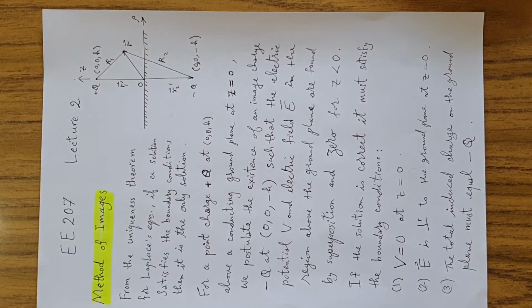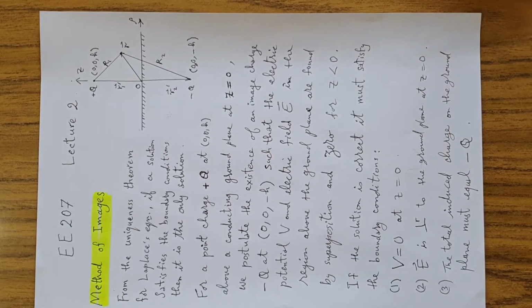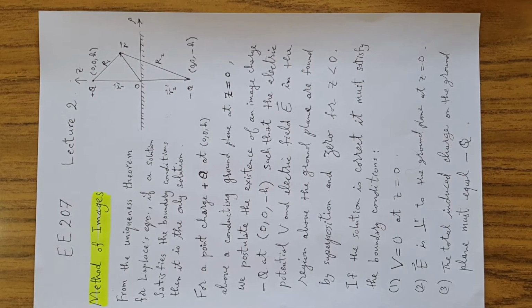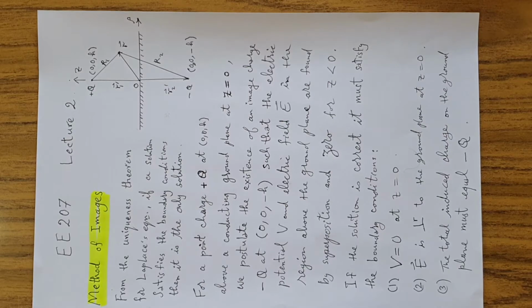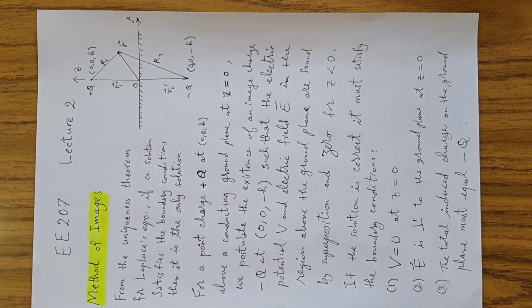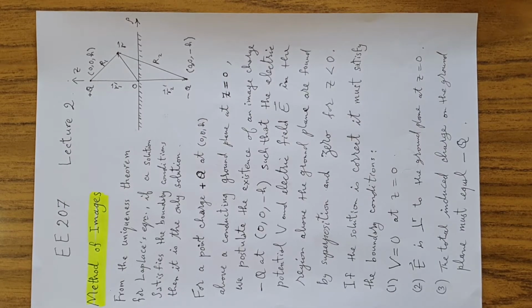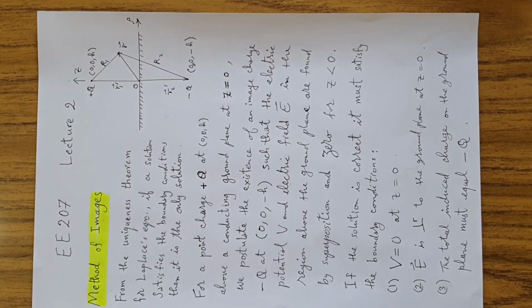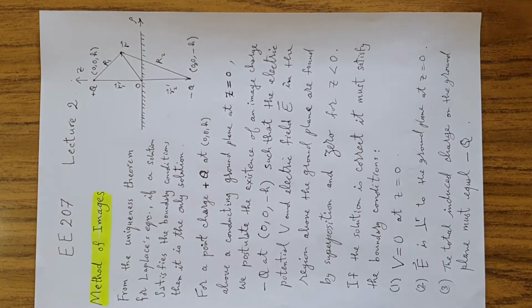And are 0 for z less than 0 inside the conductor in the ground plane. If the solution is correct, it must satisfy the boundary conditions, which are: 1, V equals 0 at z equals 0; 2, E is perpendicular to the ground plane at z equals 0; and 3, that the total induced charge on the ground plane must equal minus q.